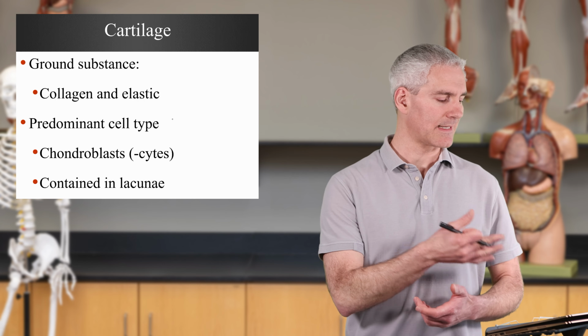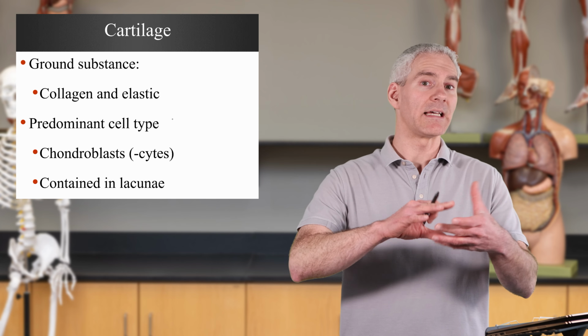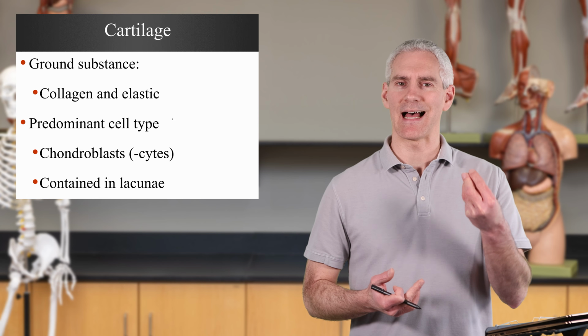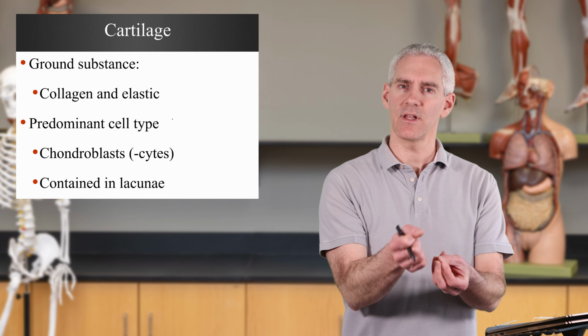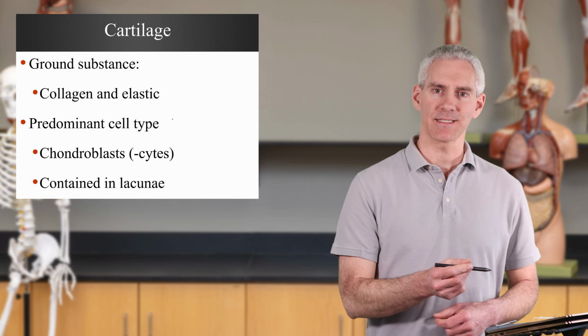Ground substance, looking at collagen and elastic primarily. Because collagen is strong, elastic flexibility makes sense. Your cartilages are meant to withstand high tension and pressure, but still have some give or movement. Put up here chondroblast and chondrocyte.